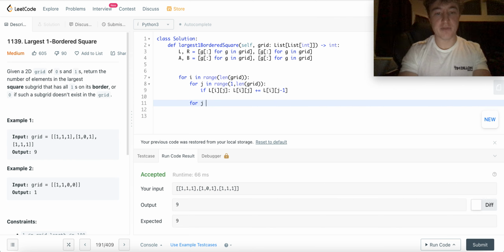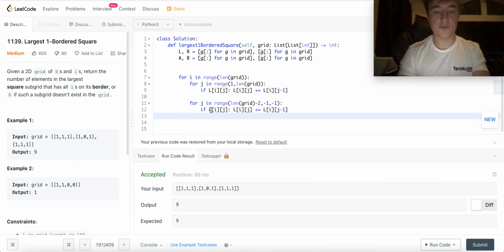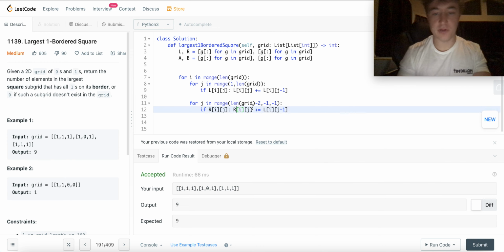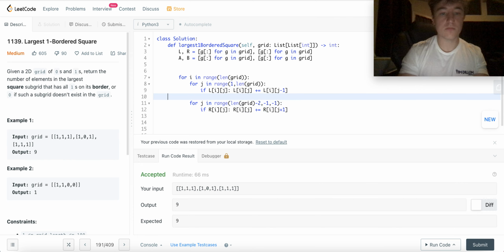Okay, and then we'll do the same thing for range length of grid. So now we'll do the right as well, length of grid minus 2, negative 1, negative 1. Okay, this is just a lot of repeating stuff. There's probably a better way of doing this, but I don't know. But now this would be to the right.